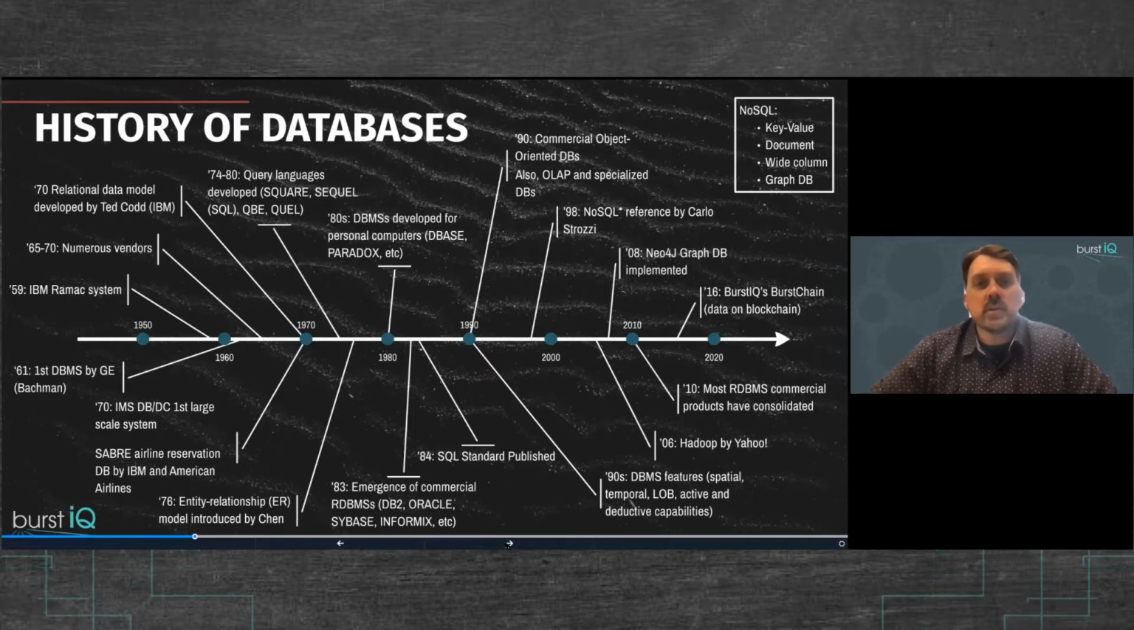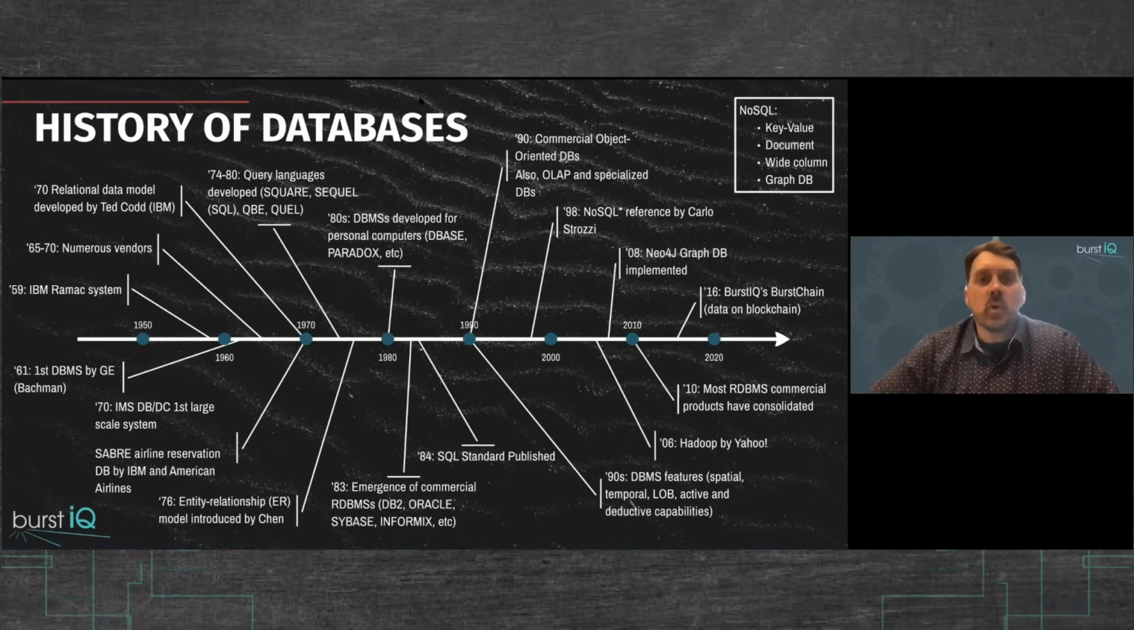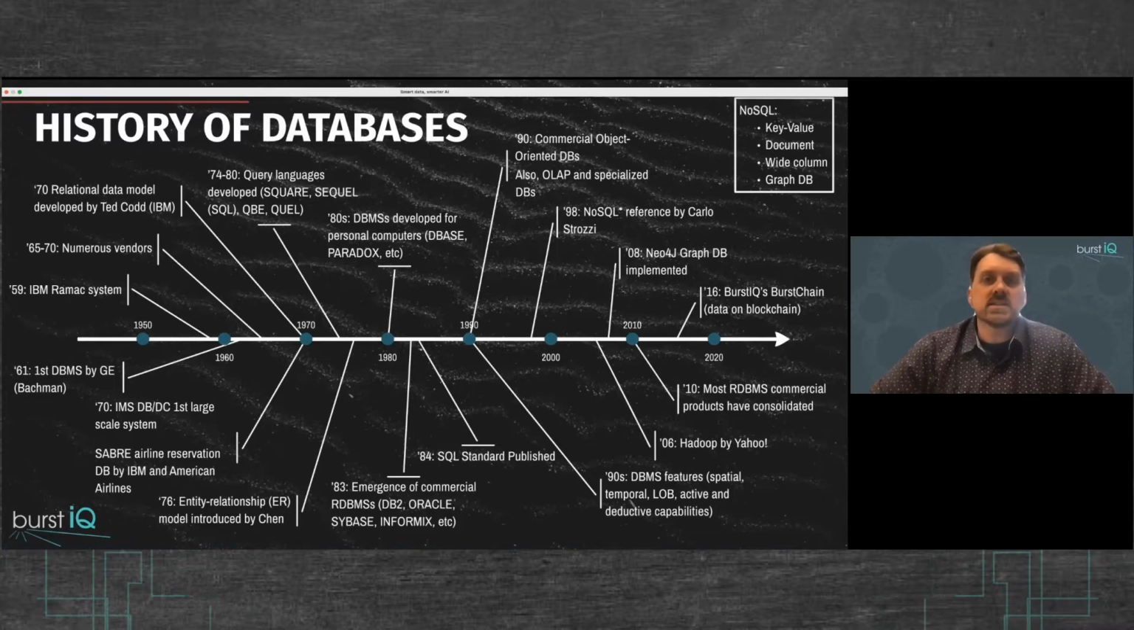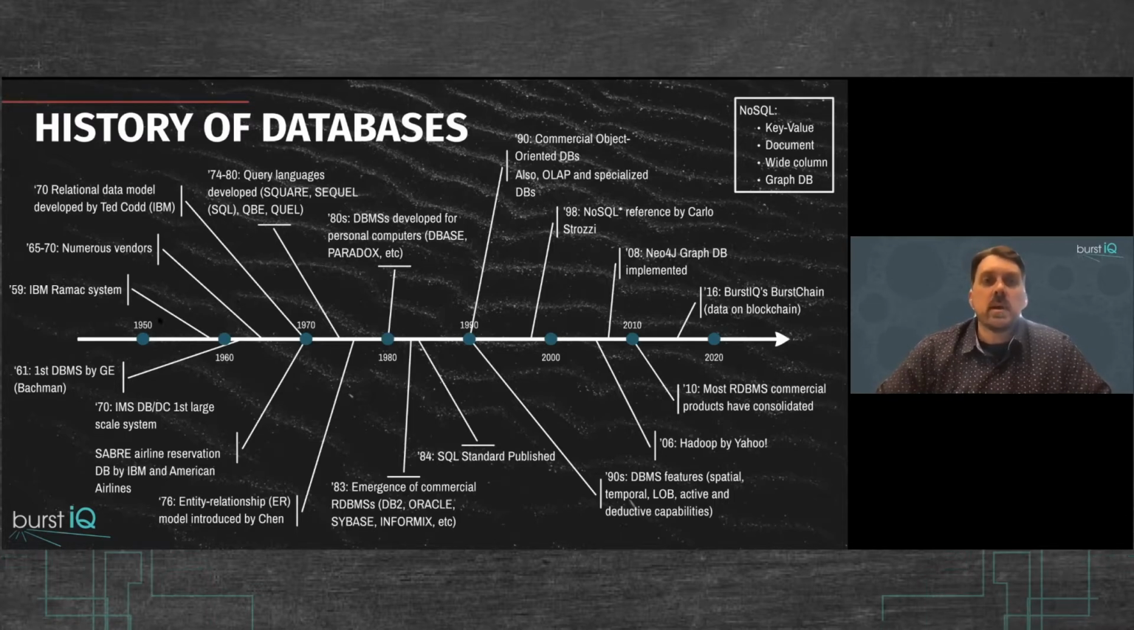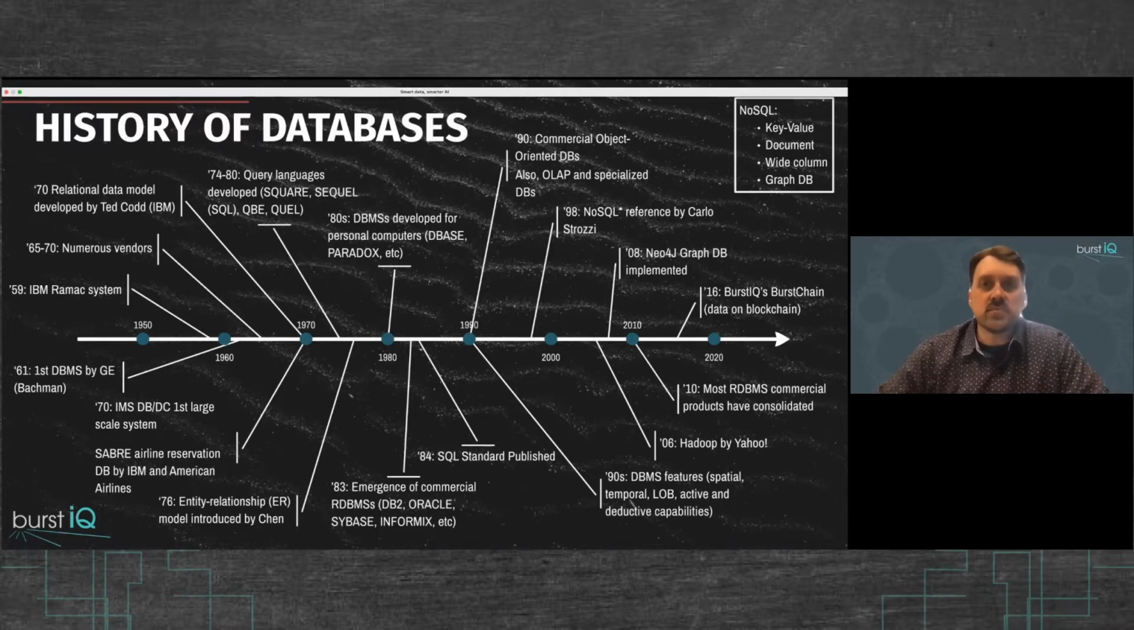IBM really put out their RAMSAC system back in 1959. Why that's key for databases is that was the first random access tape drive that they built. The random access piece gave way to being able to randomly access data in different places rather than sequentially, which computers had only been built for up to that point.